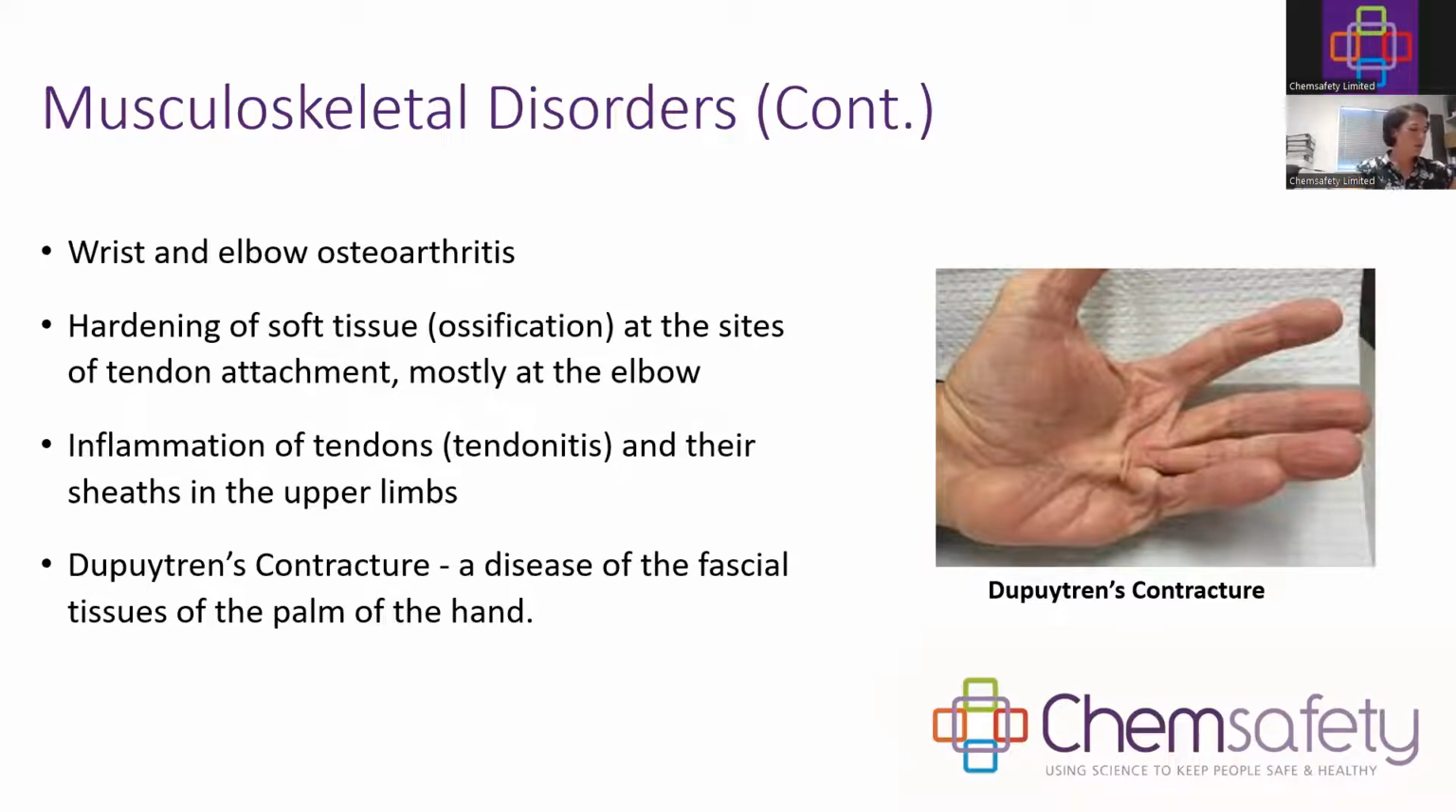And then also it can lead to inflammation of the tendons, which is called tendonitis, and the sheaths in the upper limbs. And then Dupuytren's contracture is a disease of the vascular tissue of the palm of the hand. It is when there's so much damage occurring or strain on the inside of the palm that the tendons start to harden or contract, which causes many people not to be able to open their hands fully. It's also known as the claw syndrome.